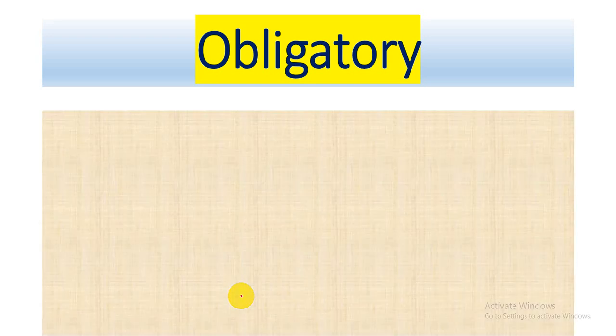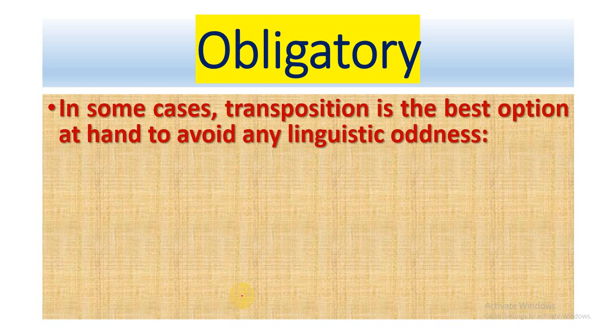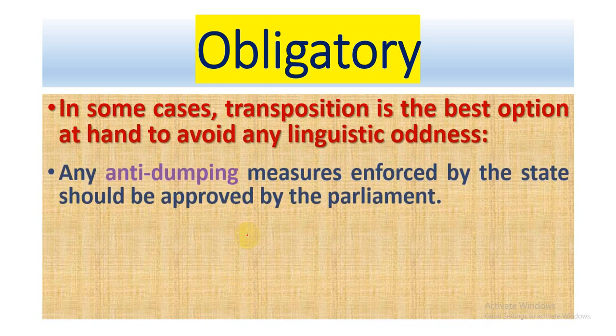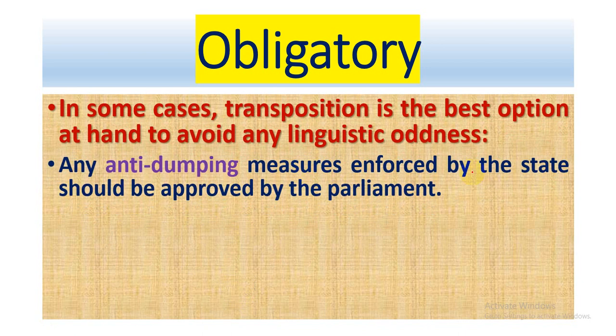How about the obligatory transposition? Obligatory transposition: in some cases, transposition presents itself as the best option at hand to avoid any linguistic oddness. How about translating this sentence? More specifically, this word. Any anti-dumping measures enforced by the state should be approved by the parliament. So how can we translate it?